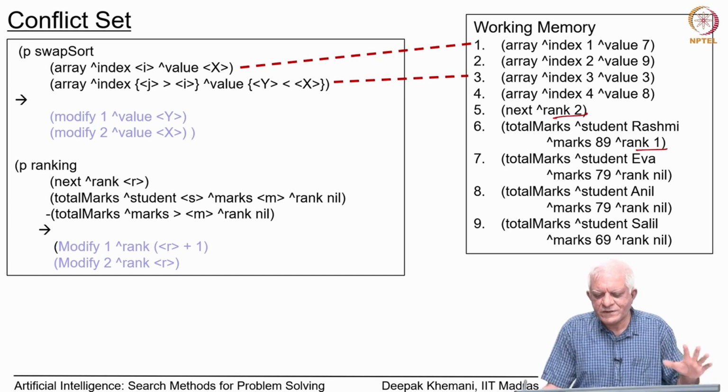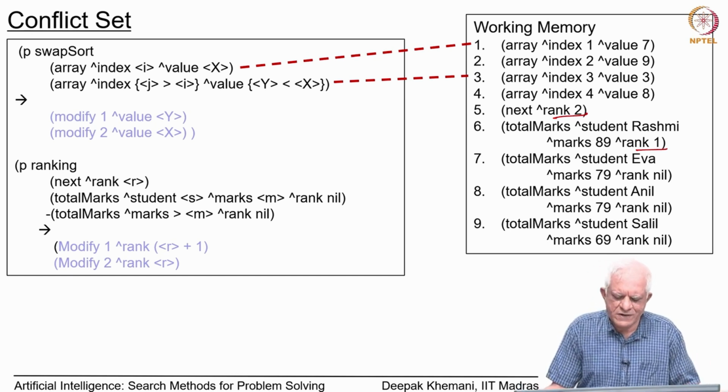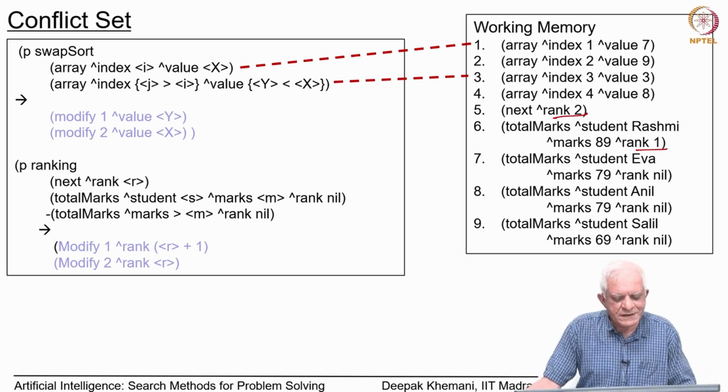So, this rule says that okay, I have spotted 2 elements out of place, we can go ahead and swap them essentially, but there are other rules which are also waiting, and that is why we have a conflict between them, right, and that is why we have a conflict set.